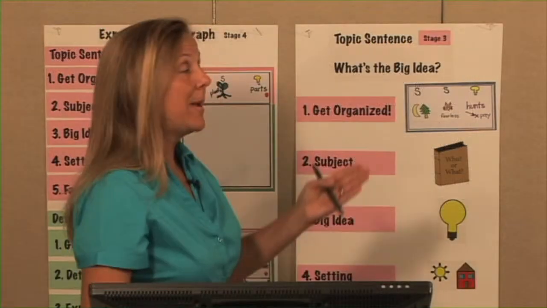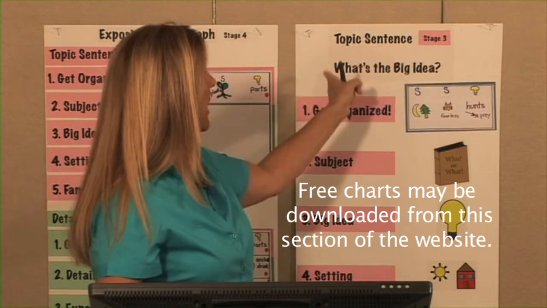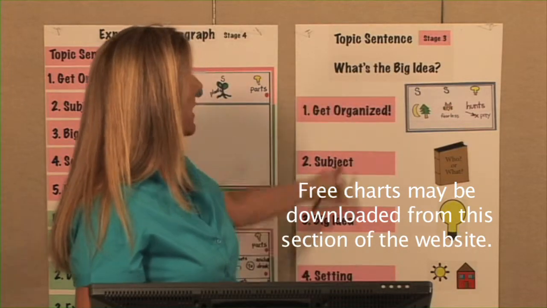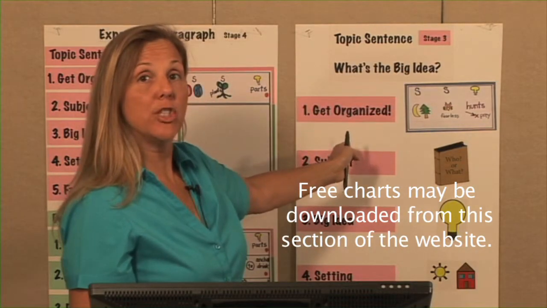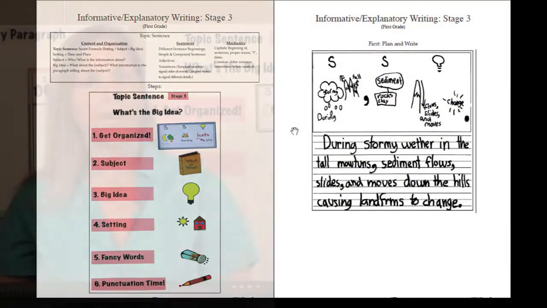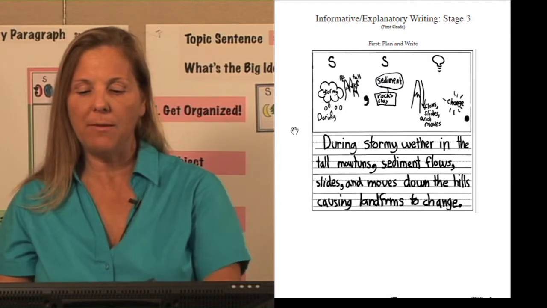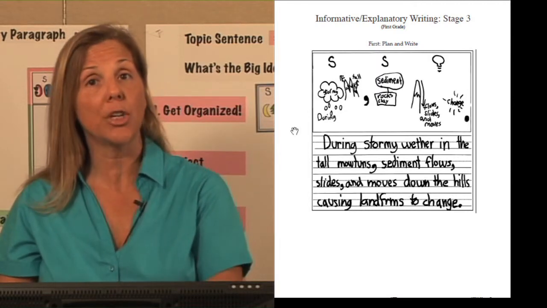Now, right behind me, I have an example of that chart. The topic sentence, Stage 3, what's the big idea? And this is our chart that we would show to the children. On the right page, this is an example of what a student would be writing. So they would be writing SS light bulb. They would be filling in with simple icons or keywords.